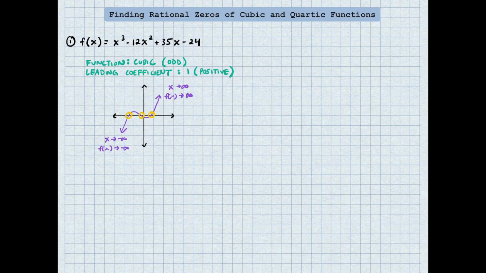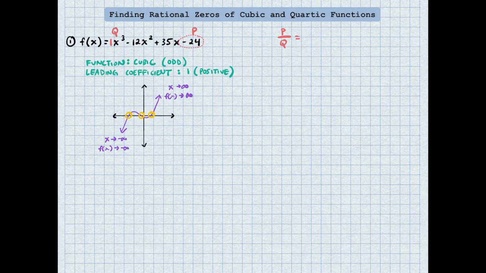To find our list of possible rational zeros, remember that we need to find what our p-value and q-value are. The list of possible rational zeros of this function are going to come from the ratio of the factors of p over the factors of q. In this function, p is negative 24 and q is positive 1.